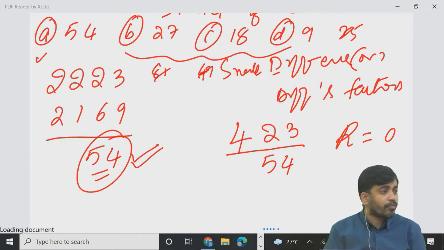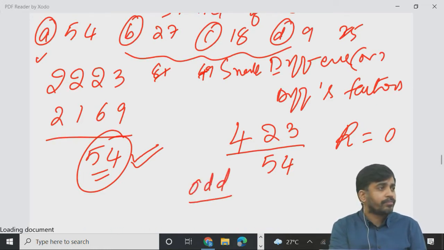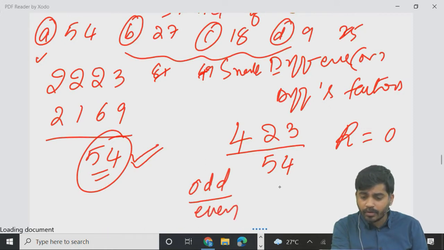Tell me, 423 when it is divided by 54, whether remainder is 0 or not. Simple, no need to check this. Whenever an odd number is divided by an even number, remainder can never be 0.